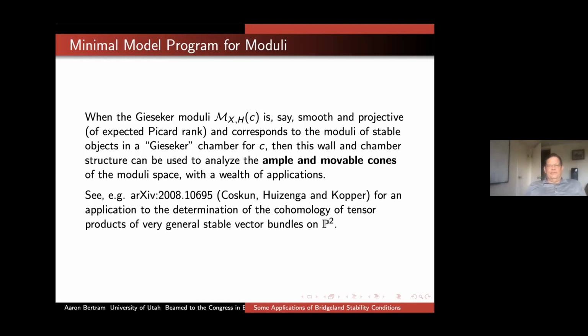As one example, there's a recent paper of Izzet, Jack, and Cooper, I forget his first name, which applies this idea. So finding the ample and movable cones of the moduli of Gieseker stable sheaves on the projective plane leads via stability conditions. As far as I know, that's the only way to do this. It leads to very classical questions like, what are the cohomologies of the tensor products of two very general stable vector bundles? I found this a beautifully simply stated question, which surprisingly is informed by an understanding of stability conditions and their applications to understanding moduli of ordinary stable vector bundles on the projective plane.